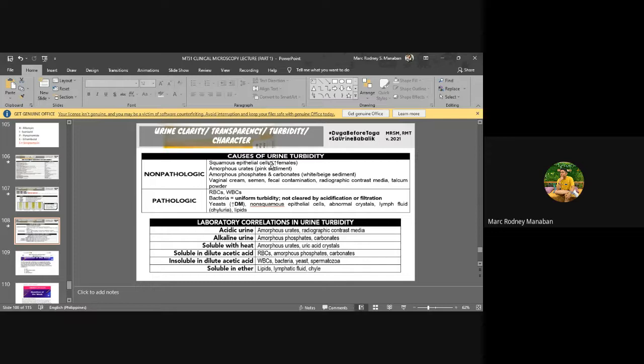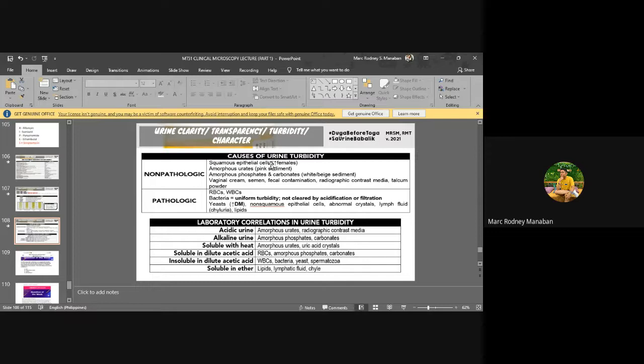Okay. Now, what are the different laboratory correlations in urine turbidity? Which ones precipitate in acidic urine? Of course, the urates. Take note, urates, uric acid, sounds alike. So therefore, they precipitate in acidic urine. Amorphous urates and also your radiographic contrast media. So they cause turbidity if the urine is acidic. If alkaline urine, amorphous phosphates and carbonates. Take note, phosphates, carbonates, they are bases, right? So they precipitate in alkaline urine.